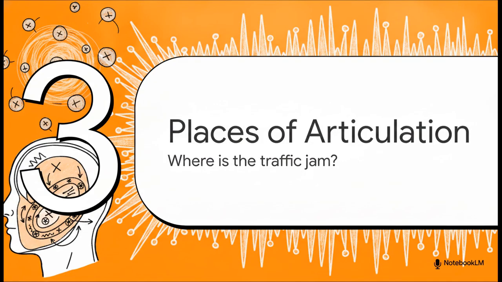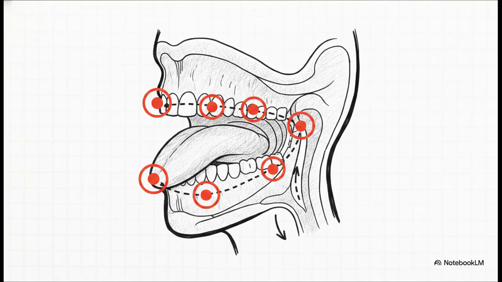Section 3, places of articulation. Basically, where exactly is that traffic jam happening? Now that we know about voicing, we have to map out exactly where the air gets blocked along your 13-centimeter vocal tract. Think of your mouth's geography as a series of gates. We start at the very front with bilabial sounds, where both lips close for p or b. Moving back, we use the lower lip and upper teeth for labiodental sounds like f, and the tongue hitting the upper teeth for dental sounds like th.